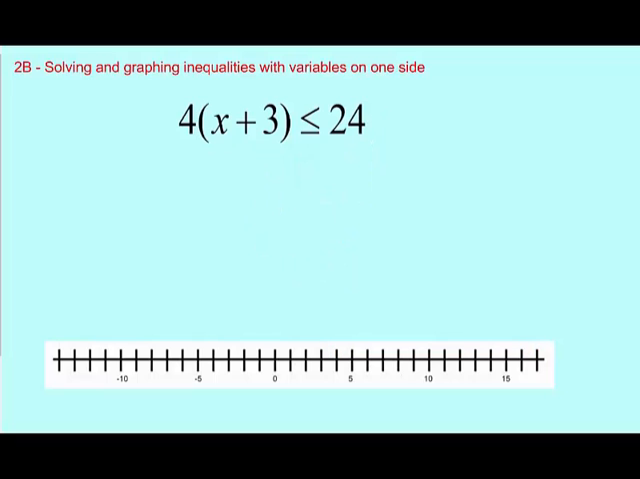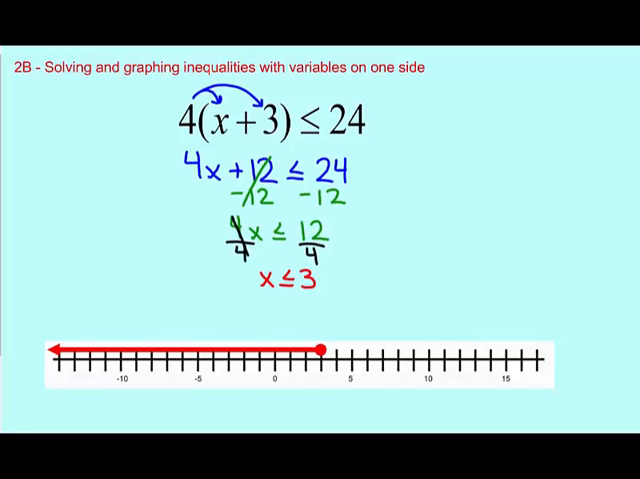Here's your next example. Again, pause your video till you've had a chance to solve and graph. So first step here is we're going to have to distribute that 4. Go through and solve, we end up that x is less than or equal to 3. So we'd have a closed circle at 3, and we're shading all the numbers less than 3.